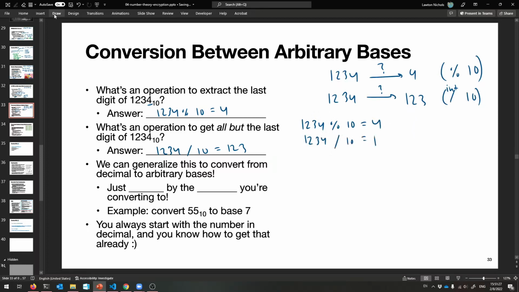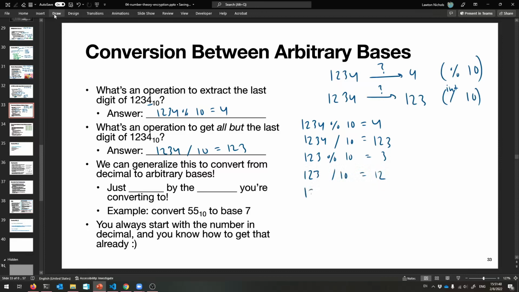Integer division. And now I work with this number. Now I get its rightmost digit. Mod 10 gets me the 3. And then I shift away the 3 and get 12. Okay? 1, 2, 3 integer divided by 10 is just 12. And now I can work with 12, get its rightmost digit.